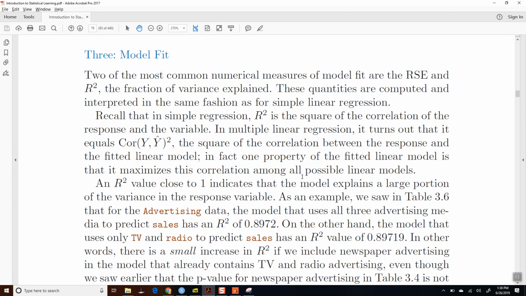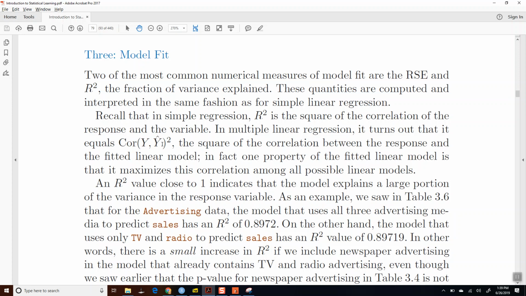All right. When we do multiple linear regression, okay, we want to know what is your R-squared value, okay? Your R-squared value can also be calculated by finding the correlation between the actual values and what your model predicts, your y hats. It's a correlation between y and y hat, okay?